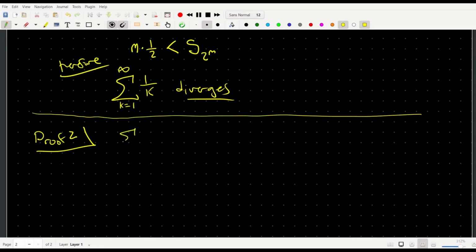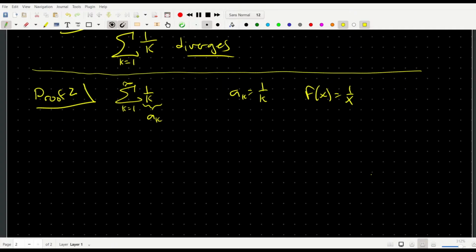So this infinite series is generated, the a_k's are generated, by the function f of x equals 1 over x. This is the function for which each of the terms a_k is equal to f of k. So instead of looking at this series, what we're going to do is look at the improper integral from 1 to infinity of this function f of x.